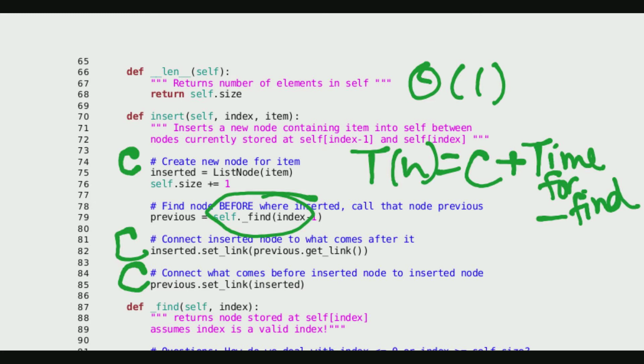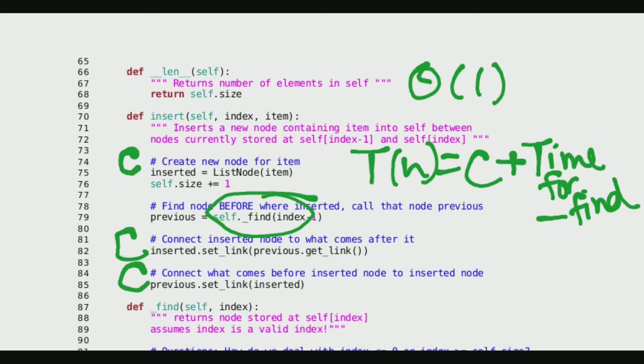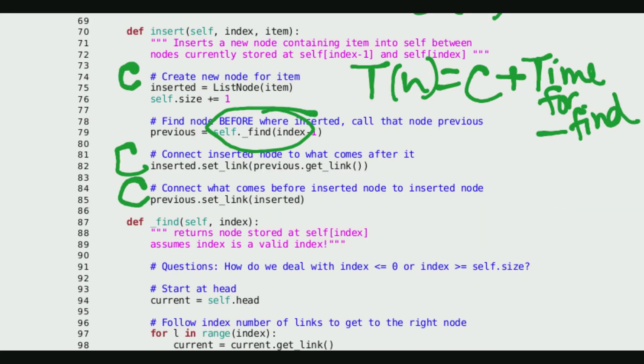So if we scroll down to underscore find, we see there's a loop. I'm leaving this one as an exercise for you to think about. So how much time does the underscore find method take? But as soon as you can answer that question, you get the answer to insert for free. Insert will take whatever time find takes, plus a constant, but big O notation isn't going to care about the constant. So we can ignore that part, and the big O analysis of insert will be exactly the same as the big O analysis for underscore find.